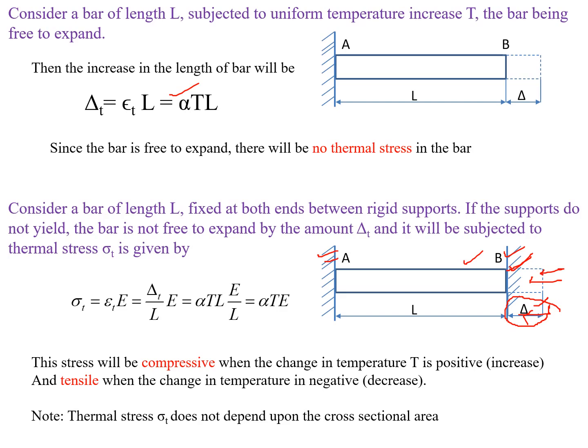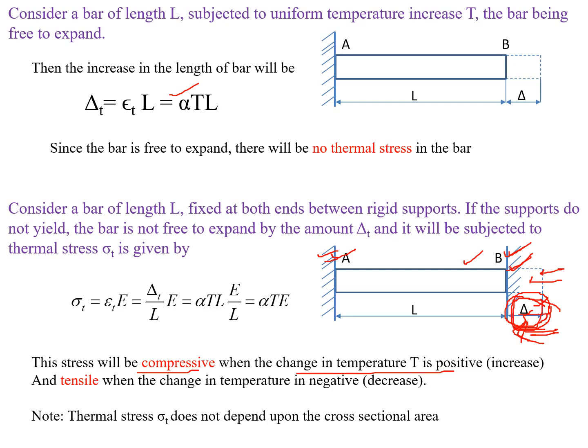So I think you understand the concept. If it is freely expanding, deformation is possible. But these fixed supports try to contract this deformation. So contraction is taking place due to these fixed supports. And we know that for contraction, the type of stresses produced is compressive. With compressive stresses only, contraction will take place. So the stresses will be compressive when the change in temperature is positive.